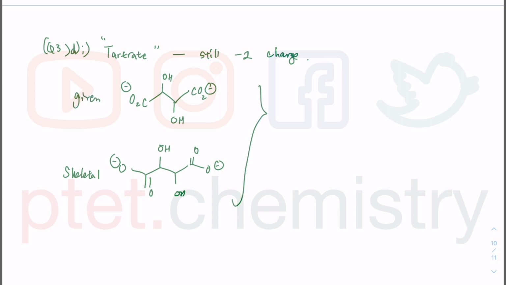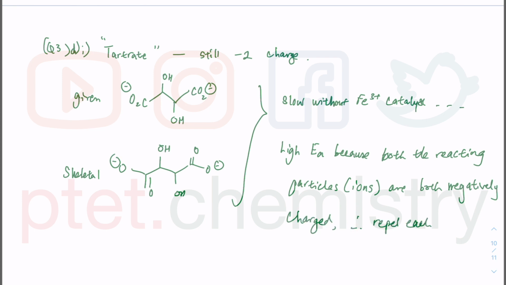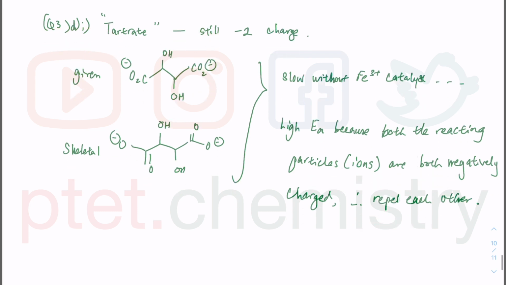So why is it still slow? Slow without the iron 3 plus catalyst. It was the same reason as I mentioned just now. High activation energy, high E A, because the reacting particles, in this case they are ions, are both negatively charged, therefore repel each other. So very slow reaction there.